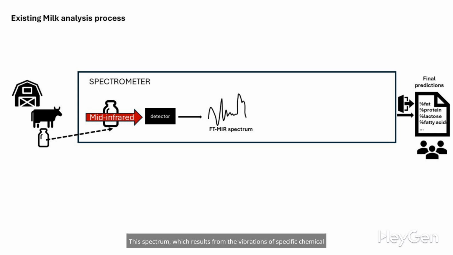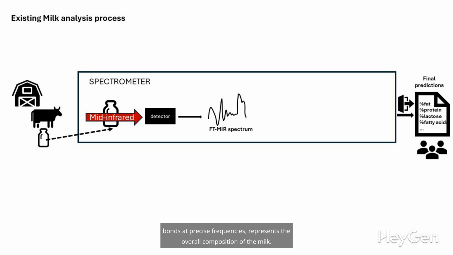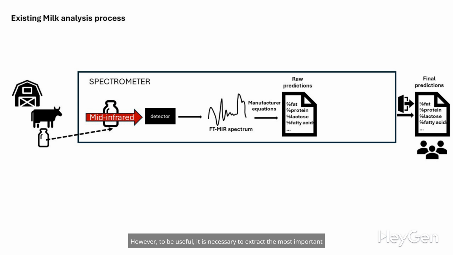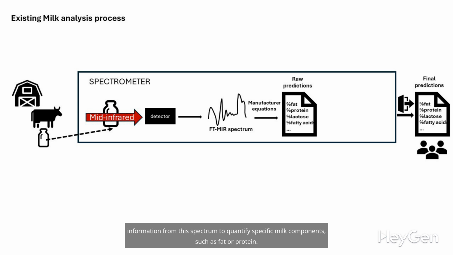This spectrum, which results from the vibrations of specific chemical bonds at precise frequencies, represents the overall composition of the milk. However, to be useful, it is necessary to extract the most important information from this spectrum to quantify specific milk components, such as fat or protein. This is achieved using equations that provide, for example, the raw predictions of fat and protein content.